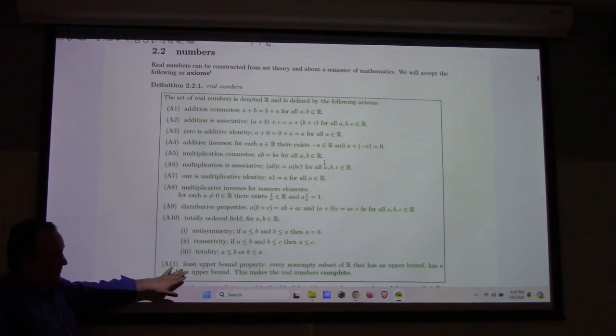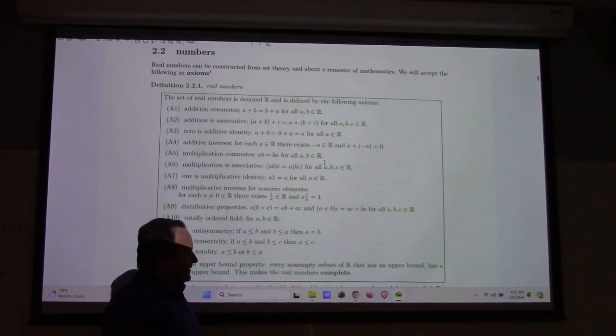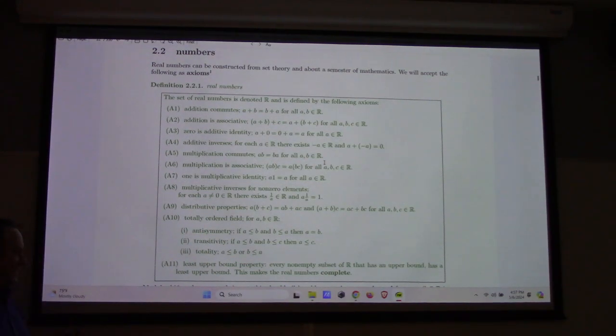So this is the least upper bound property. It says that every non-empty subset of R that has an upper bound has a least upper bound. All right? Every non-empty subset of R that has an upper bound has a least upper bound. So to show you how this fails for rational numbers, you can make the following set.